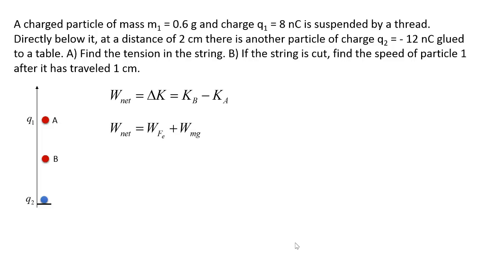Now the net work in our case will be equal to the work done by the electric force and the work done by the force of gravity. These are the only two forces acting on the particle. I would like to remind you that if the force is constant, the work is calculated as the dot product between the force and the displacement of the particle. And if the force is not constant, you have to take the integral of the dot product between the force and the displacement.